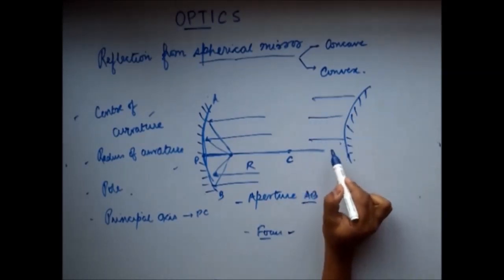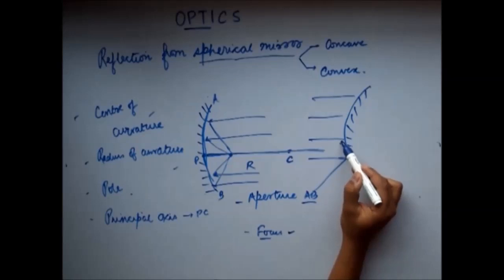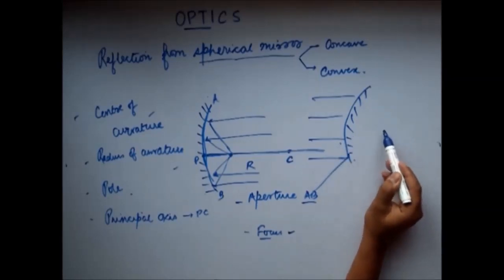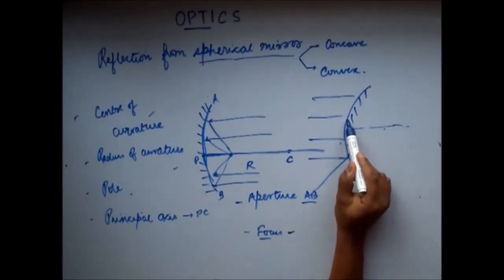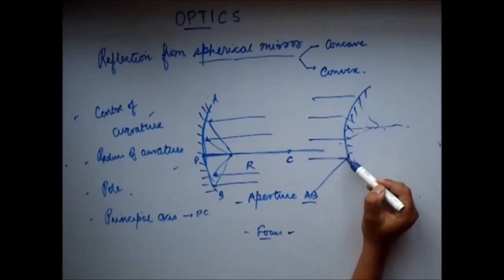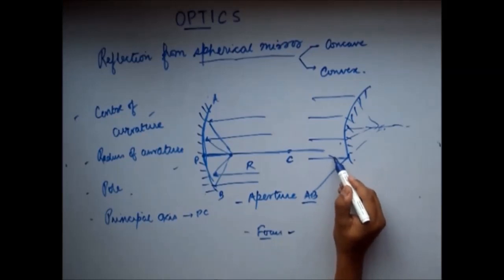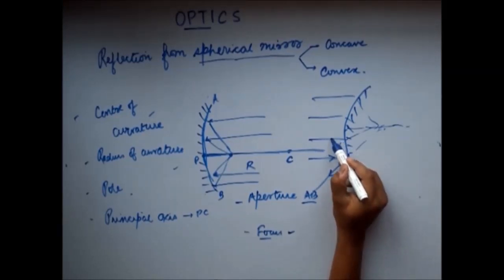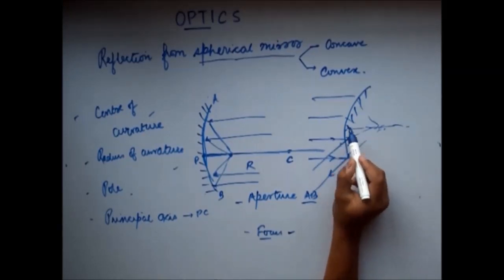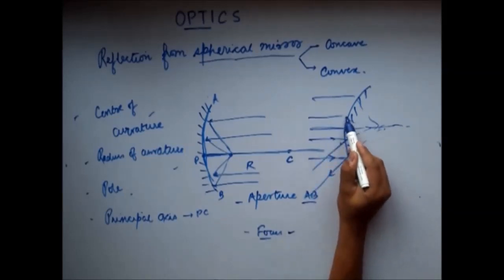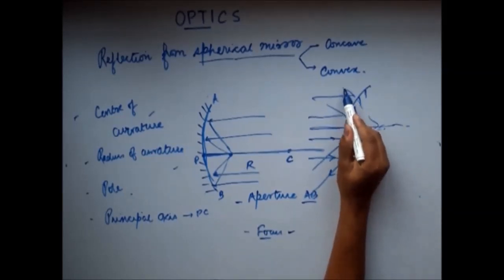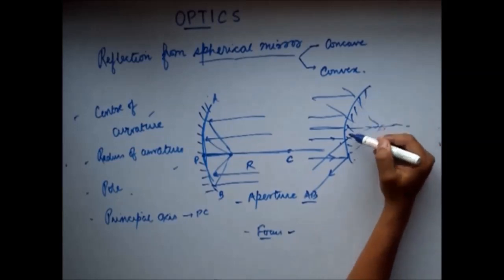rays coming parallel to the convex mirror actually diverge. So if this is a ray, this will diverge. This is a ray, this again diverges. This is a ray, it will strike back. This is the ray, it will also diverge. So the rays in a convex mirror actually diverge.